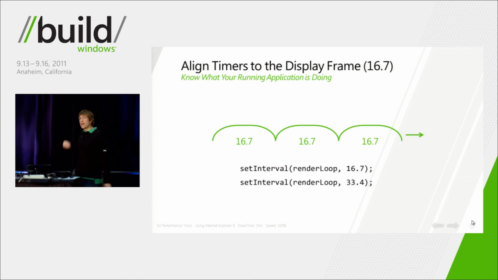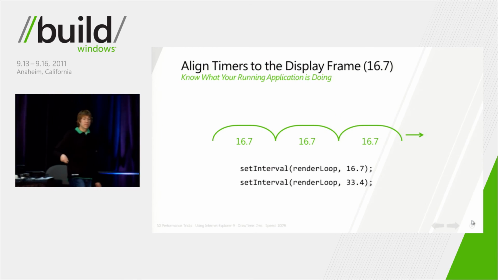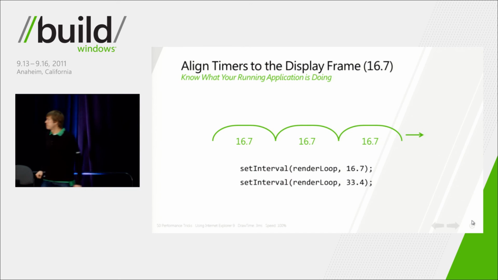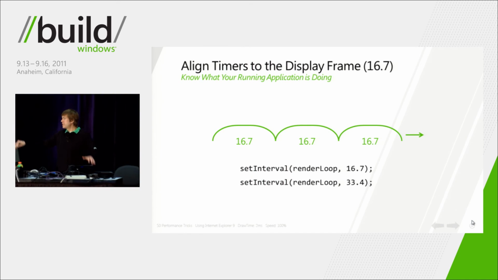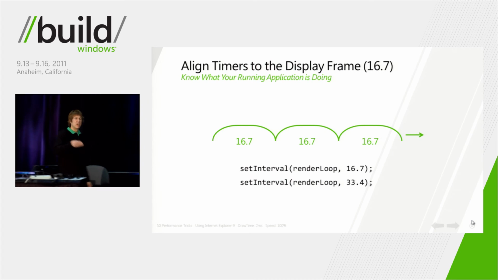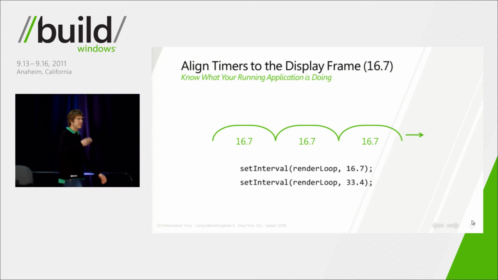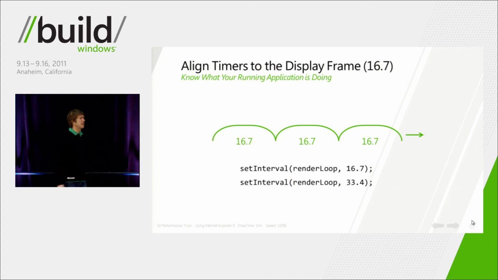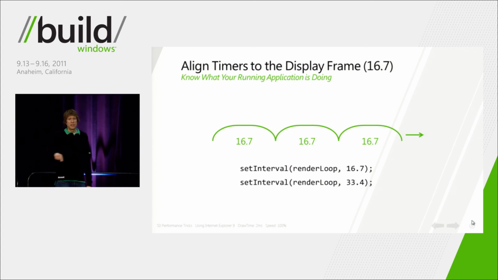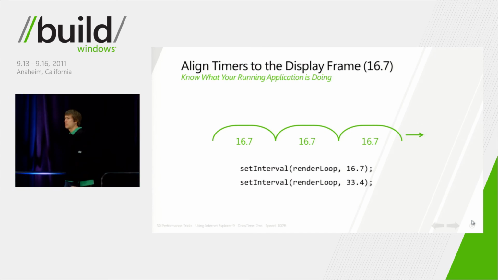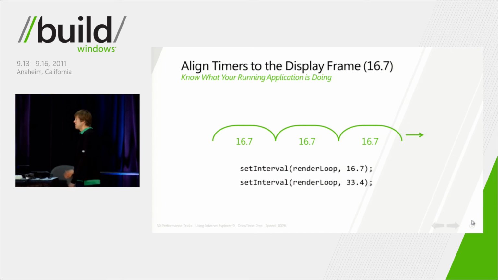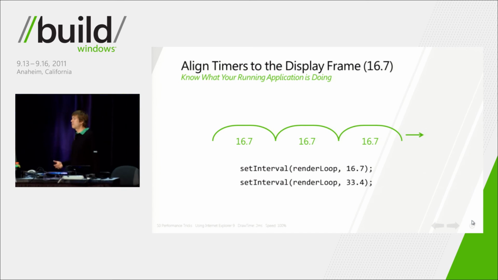Align all of your timers that are doing graphics and visual work to the paint beat of the display. Now, all of the displays that I've seen around the room and that are up here are running at 60 hertz, 60 FPS. That means the screen is updating 60 times a second. If we have a set interval that's running at, say, 10 milliseconds, that means our JavaScript is trying to update that screen at 100 times a second. Just a ton of wasted, unnecessary work.